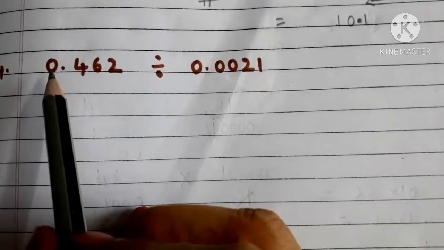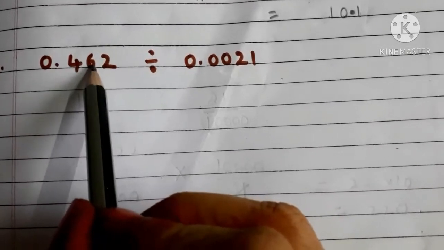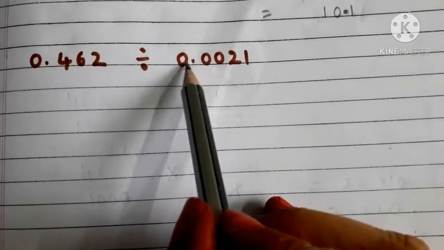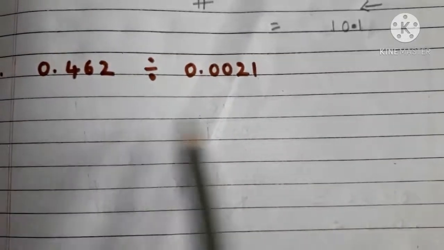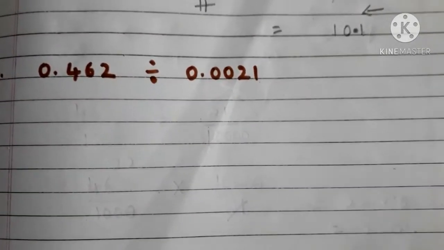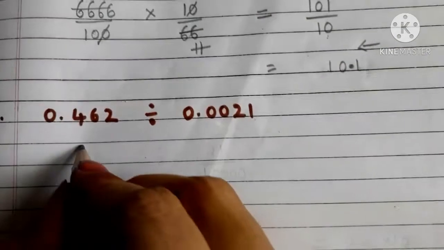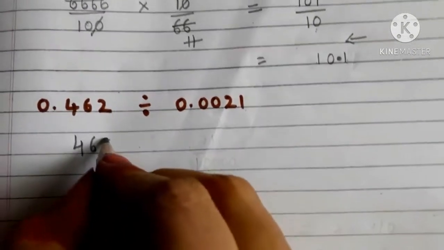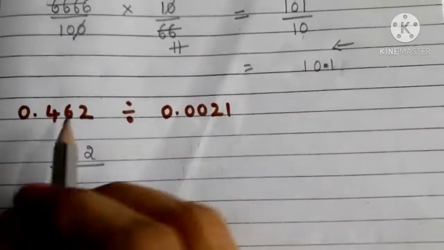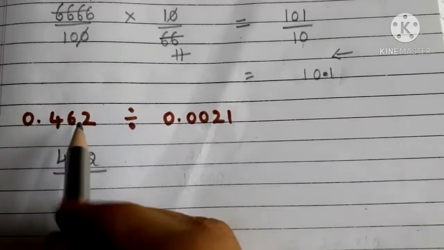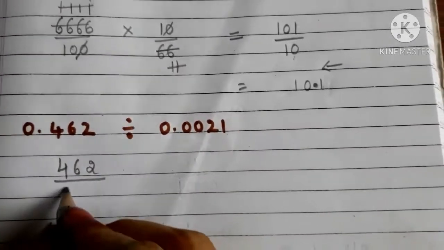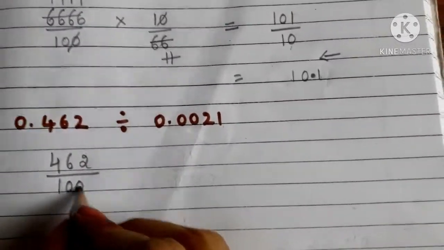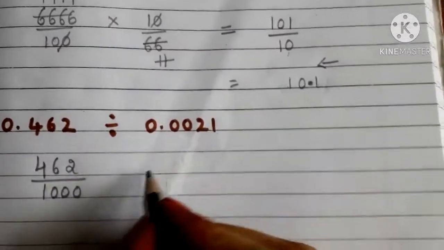Here we have 0.462 divided by 0.0021. First, convert the given decimals into fractions. See here, write 462 by decimal point after how many digits are there? 1, 2, 3. 3 digits are there, right? So, we need to write 1000 in the denominator.